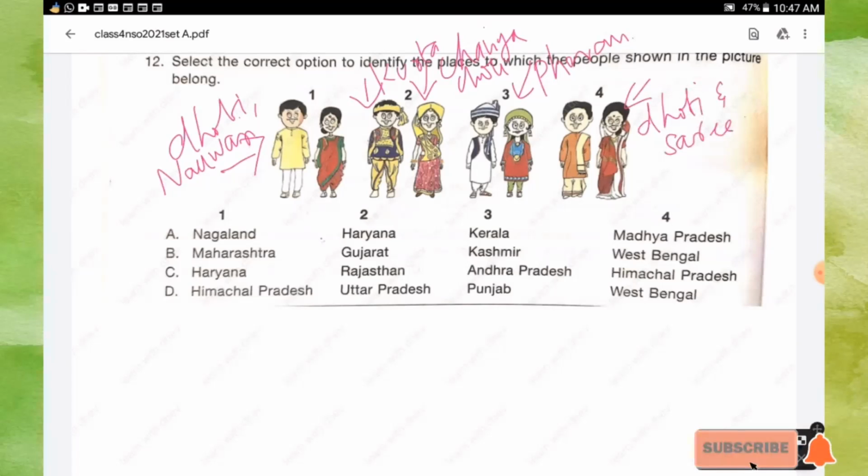The Nauvari sari is a traditional dress of Maharashtra, and the kurta and chania choli is the traditional dress of Gujarat, and the Pheran is a traditional dress of Kashmir. Dhoti and sari is the traditional dress of West Bengal. Hence option B is the right answer.